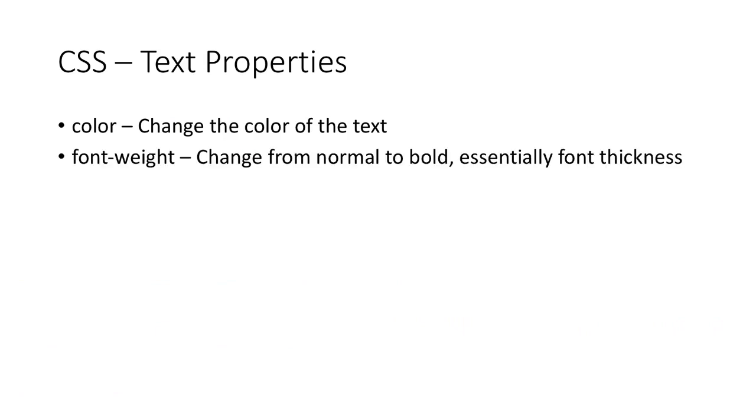So some of the properties that we have are the text properties. Color is going to change the color of the text, as we saw before on the page. Font weight is really just how thick the letters are. Essentially, you're setting it from normal to bold, and then there's different levels of bold, I guess is the best way you can describe it.